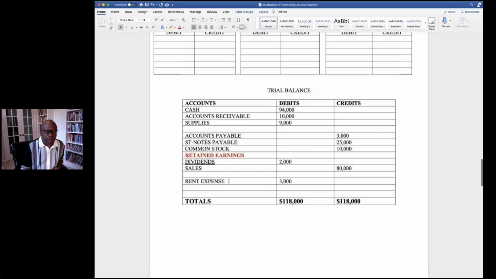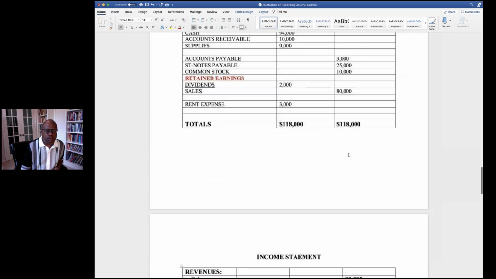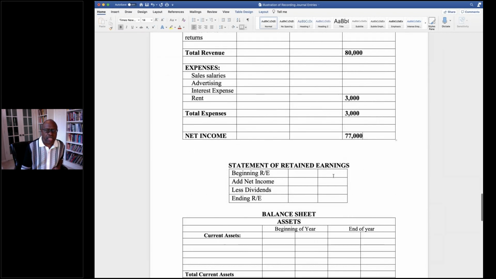And remember, it's a new company, so we didn't have any beginning earnings in the business. So we can put a 0 here, and this is typically how our problems will work. Now, we add net income. So we go ahead and get the net income, 77,000, and we put it in here.